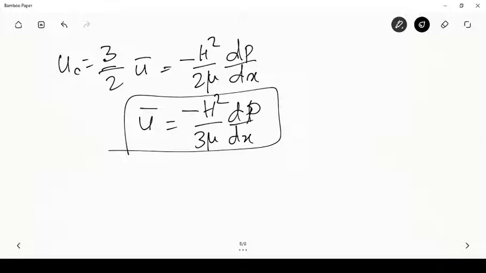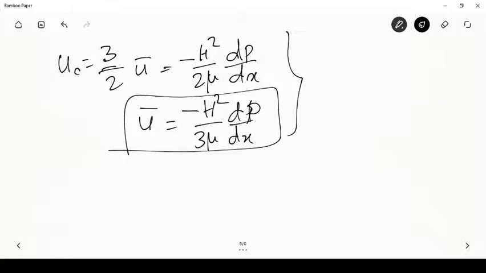Okay, and this will be the relationship, and your velocity profile is given by 1 minus y squared by h squared with respect to u. So at the center you always have the maximum velocity, and at the walls you have a minimum velocity. And we can also find out the expression for pressure drop per unit length from this.